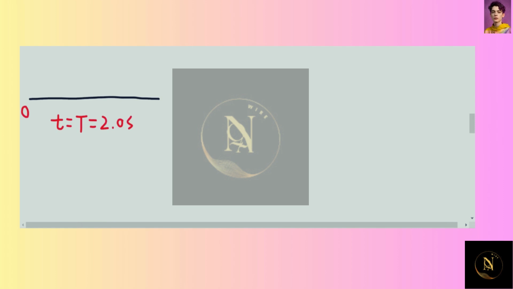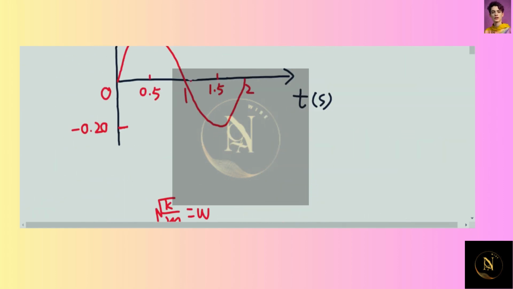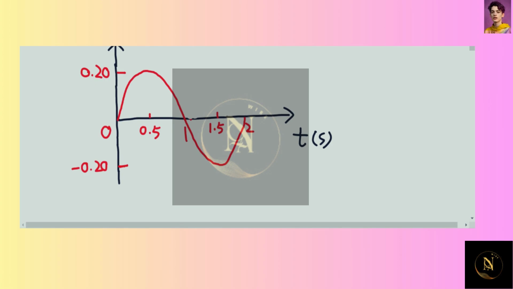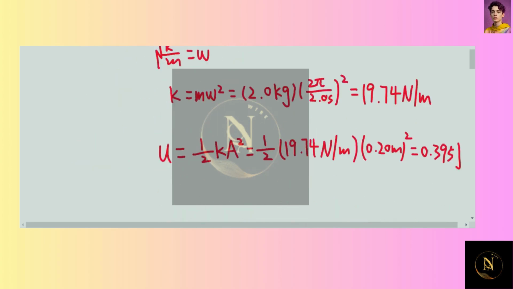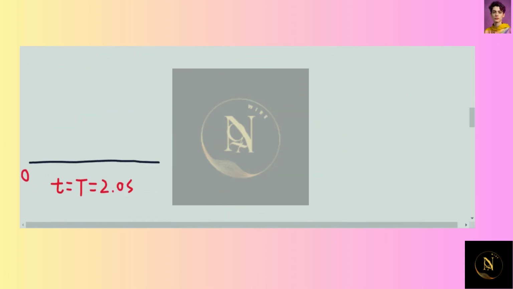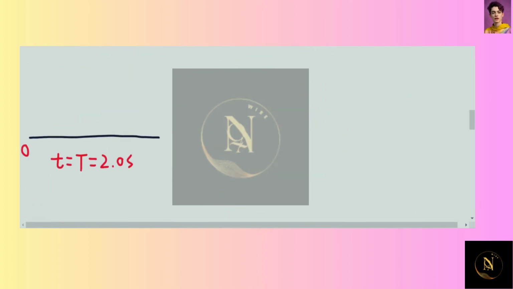And now let's take a look at when the time is equal to the period, which is 2 seconds. So if we take a look at the position versus time graph, at 2 seconds, the car is back at equilibrium position again. So therefore, the potential energy is equal to 0, but the kinetic energy is equal to the total energy of the system. So we should have some graph like this.